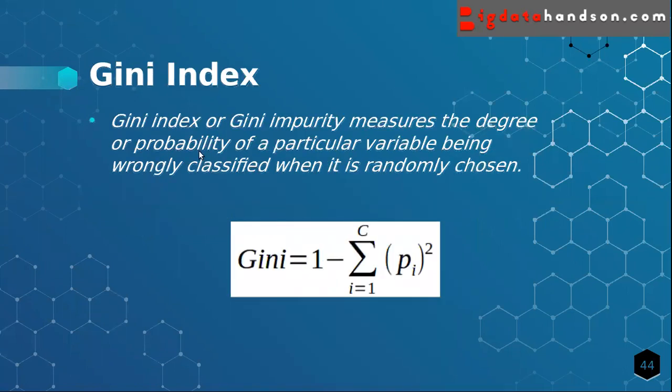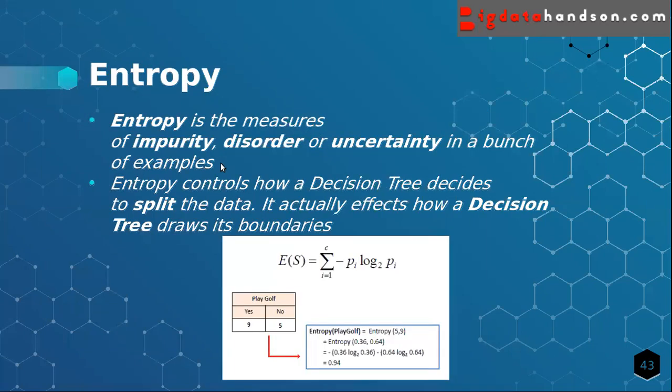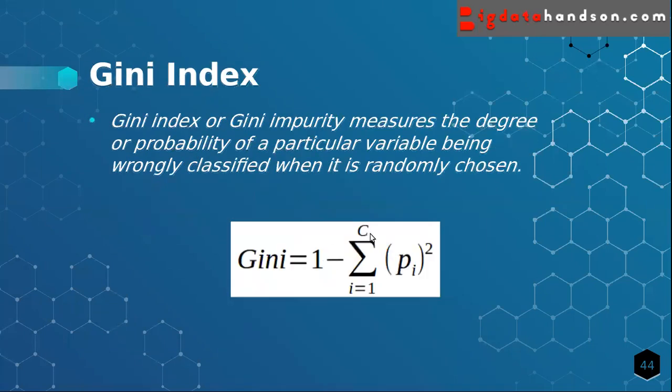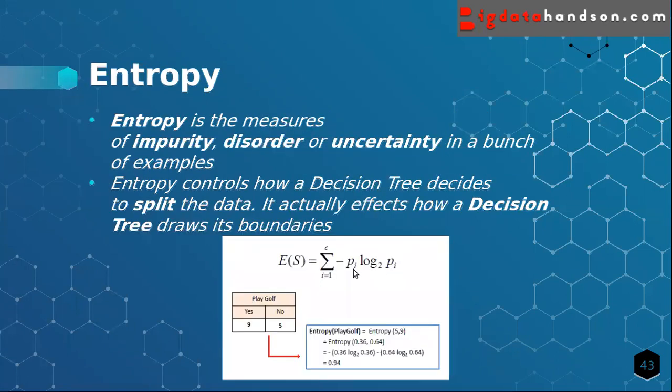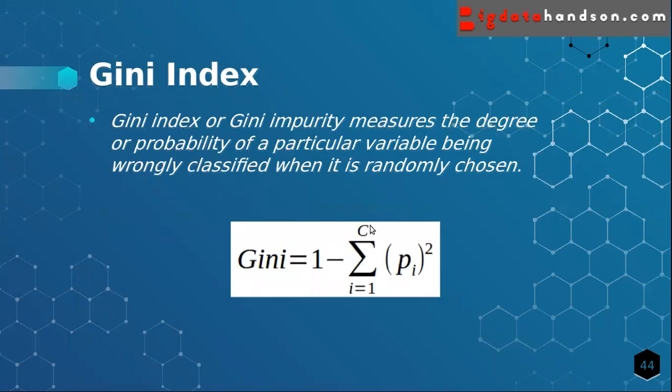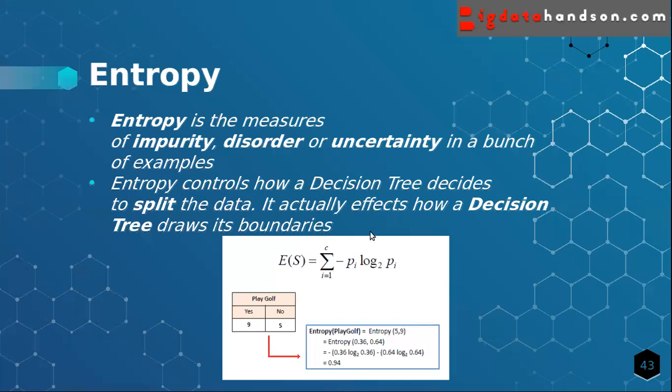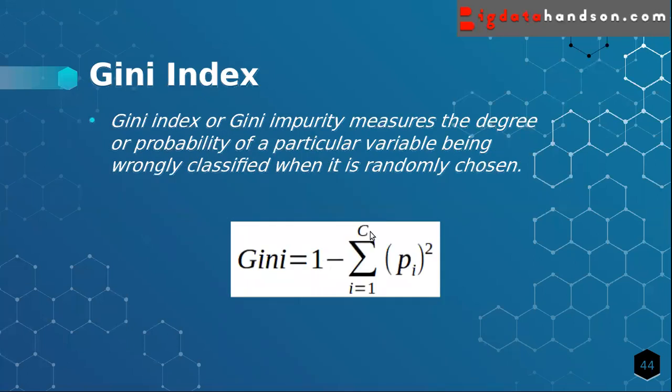And Gini index is also the same, a measure of impurity, but it is better than entropy. It's because in entropy we have a log, right? So we are calculating log every time, so it will be slower than Gini index. In Gini index we don't have any logs, just 1 minus the summation of probability squared. That's why. Okay, so these two control the split of the tree.